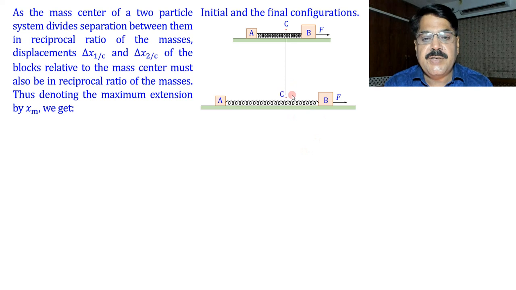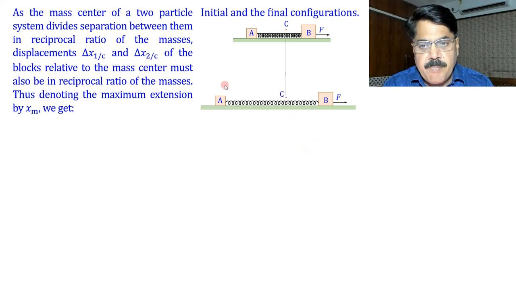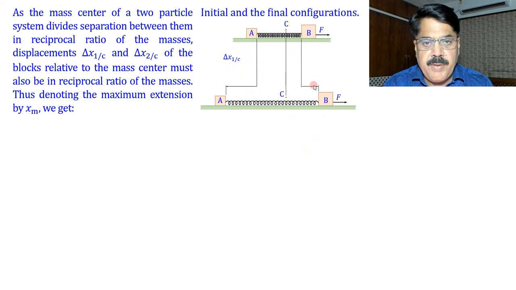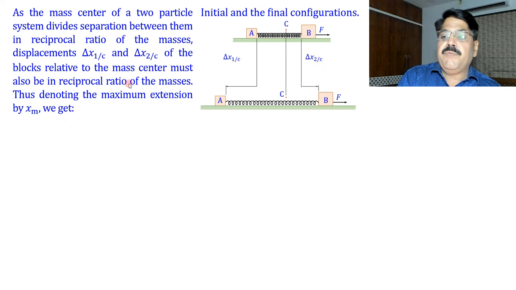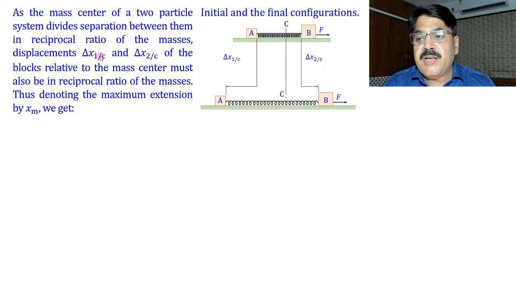See this, C. Now from here to here is the displacement of block A, this one. Similarly from here to here is the displacement of block B, this one. And so this displacement of block A is delta x1 with respect to C, and this is the displacement of block B, that is delta x2 with respect to C. Now delta x1 with respect to C plus delta x2 with respect to C is what? The extension of the spring, that is clearly visible here.